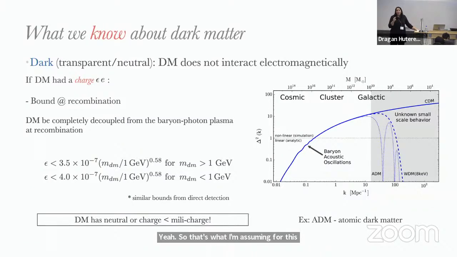But of course, it depends on the model. Depending on the model, you might have a model where it is the global charge or something like that. But for this calculation, I assume this, but the bound is the same. It doesn't matter where this charge comes from. On top of all the Silk damping that I have from baryons, I cannot have Silk damping from dark matter, unless just a little bit coming from millicharge.